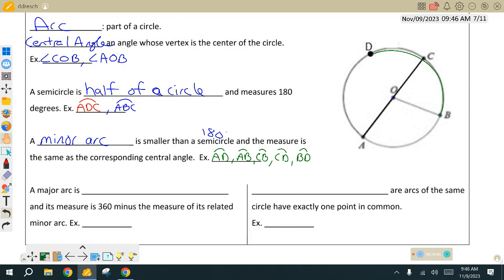And then if you're more than a semicircle, that's a major arc. A major arc is larger than a semicircle. Okay? So more than 180 degrees. Those are your 3 types of arcs. So with a major arc, somebody think about more than 180. Somebody give me an example of a major arc, you think. Yante.